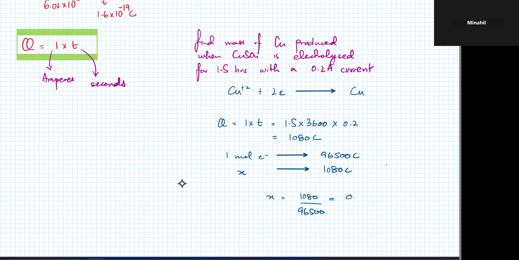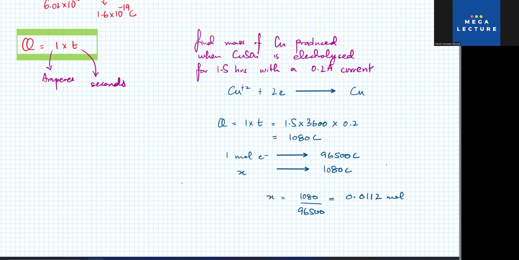0.01. You need three significant figures. 0.011. What's the third one? It is 1 and then 9, so 0.0112. Yes sir, it was 0.01119, so 0.0112. Okay, so you found the moles of electrons, right?